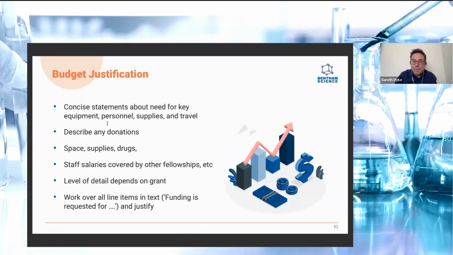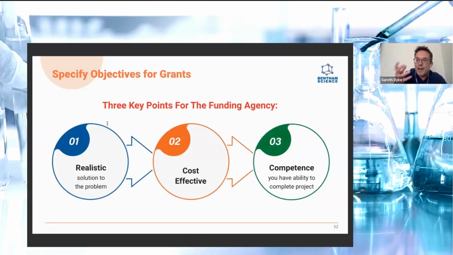Will the salaries be included? The level of detail, of course, depends on the grant, but do put the time and energy into your budget justification in partnership with your friend, the accountant, to make sure that this component of your application is justifiable. So funding agencies look at applications in terms of realism.